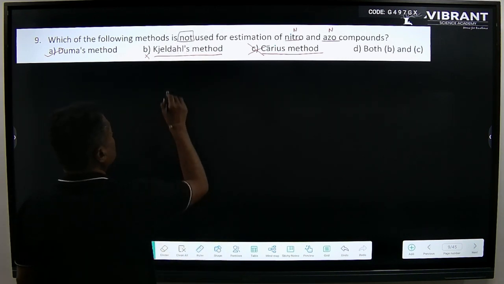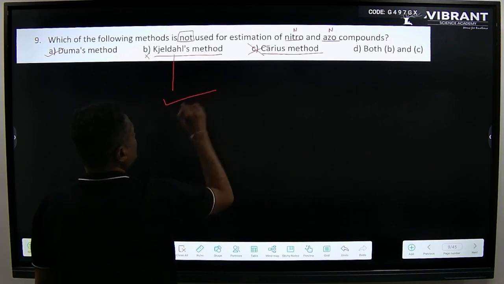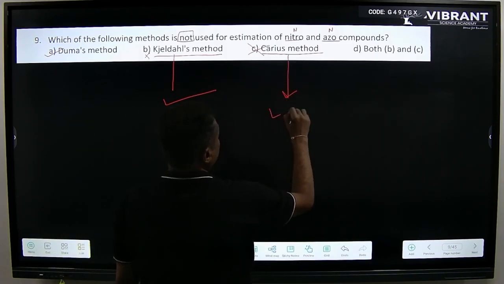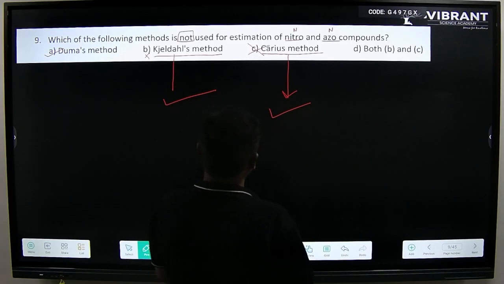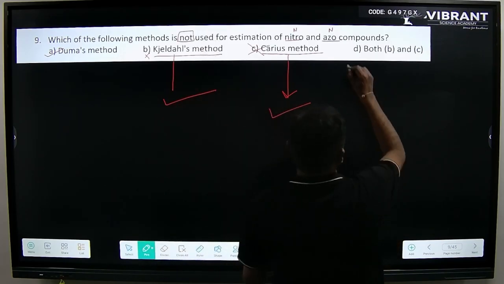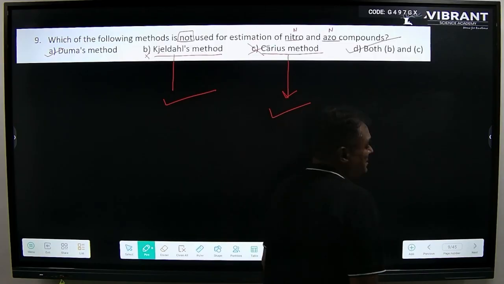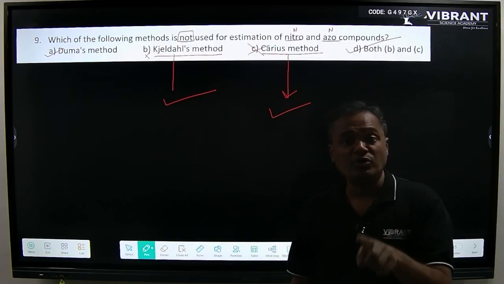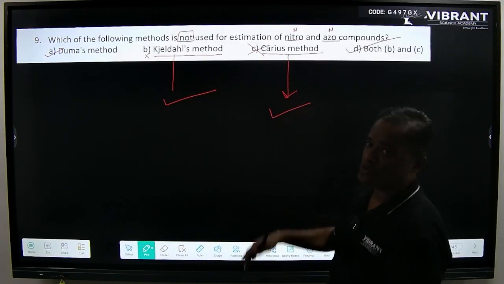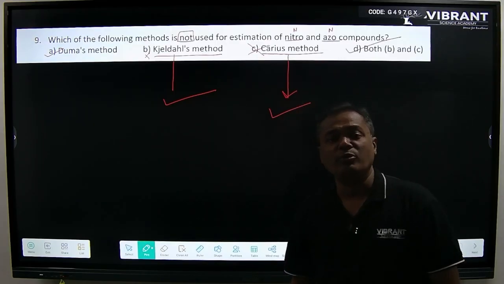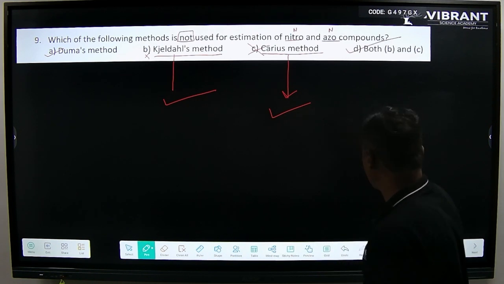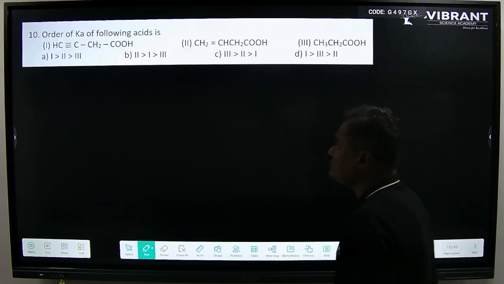So, our correct answer has to be Kjeldahl's method, and Carius method, which cannot be used, and since both the methods are the right option for this MCQ, your correct answer has to be both B and C. I hope this is clear. That means if you want to estimate nitro and azo, you can go by Dumas method. Is it clear, child? Let us proceed with the next question, what you have got on the screen.